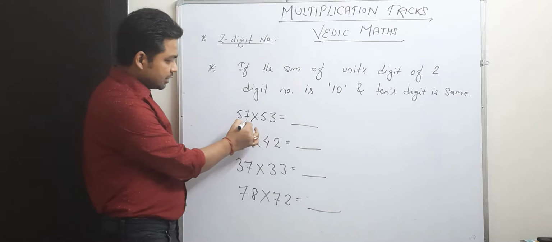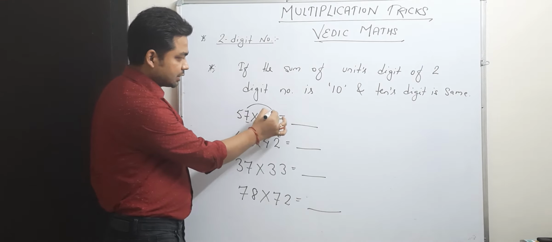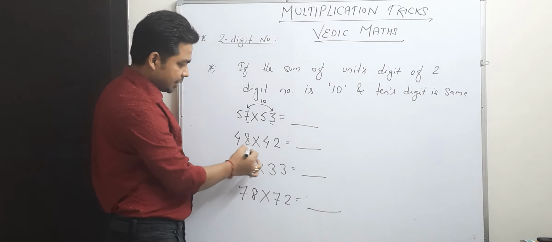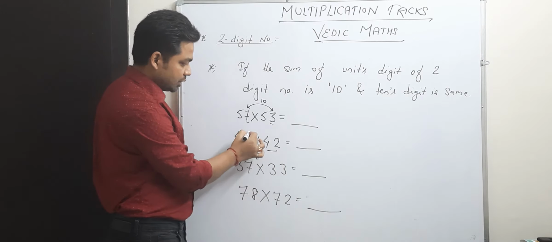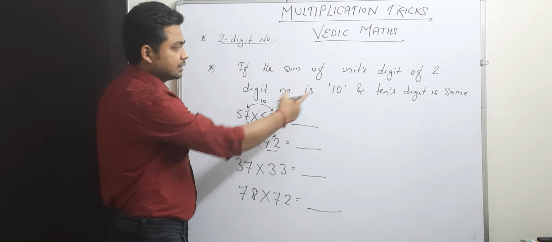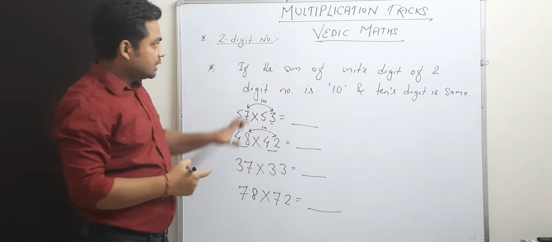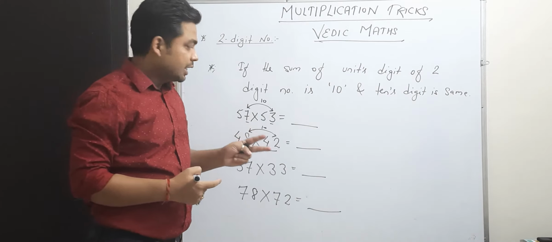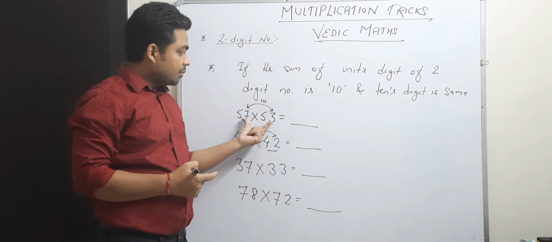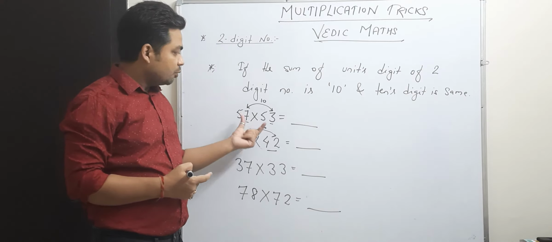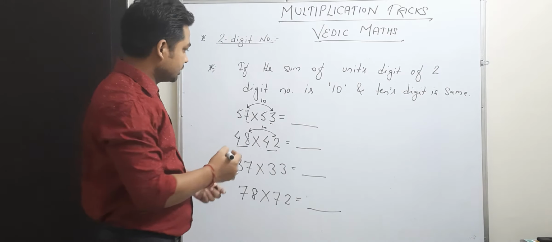Suppose these are the units digits. If the sum of these two digits is 10, like the numbers 48 and 42, the sum of units digits is 10 and the tens digit is the same. So this type of multiplication trick is applicable for two-digit numbers in which the sum of units digits is 10 and the tens digit is the same. Now I will explain how to solve this.